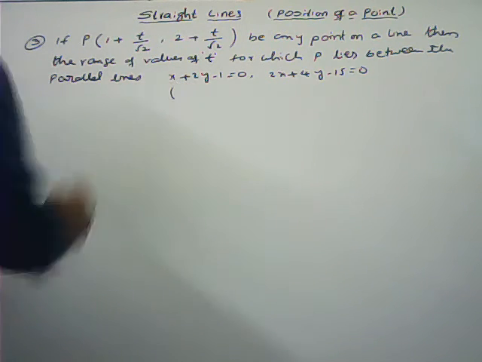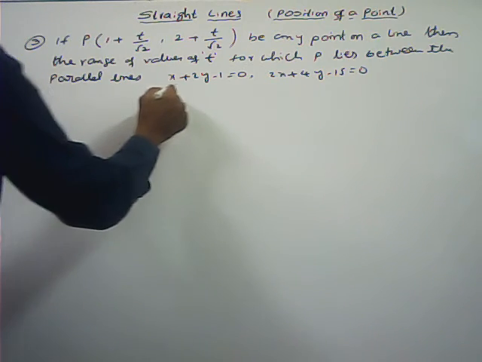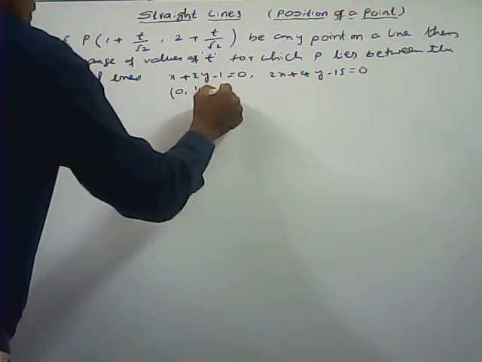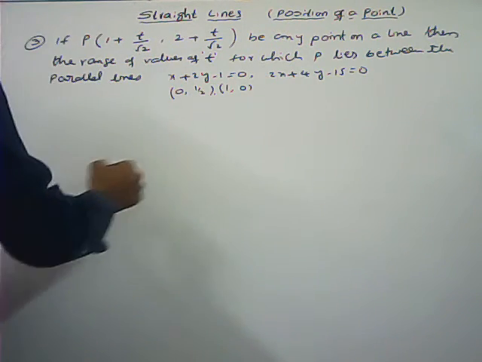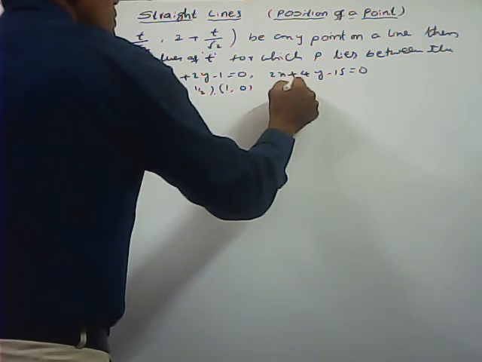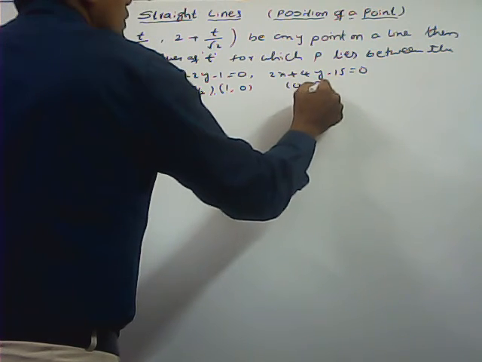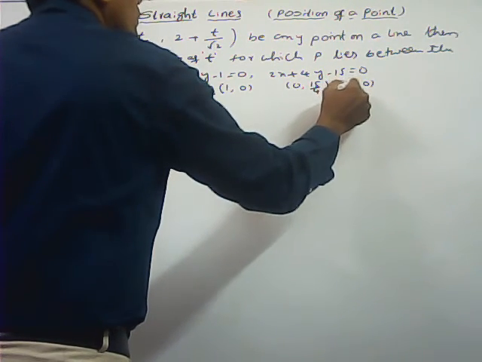For example, here I am taking 2 points. Minimum 2 points are required to draw a straight line. If x equals to 0, y is equals to 1 by 2, and if y is equals to 0, x equals to 1. And here also, if x equals to 0, y is equals to 15 by 4, y is equals to 0, x is 15 by 2.